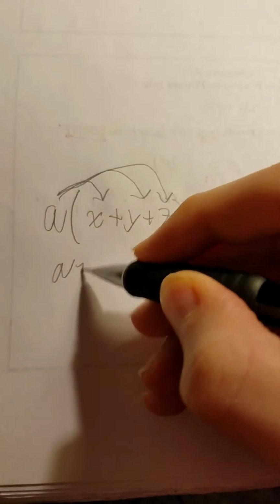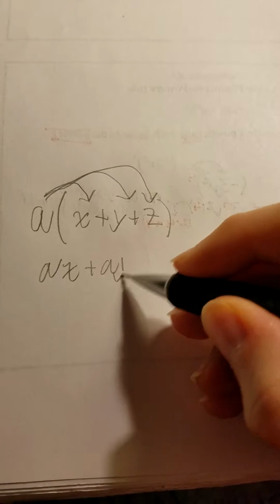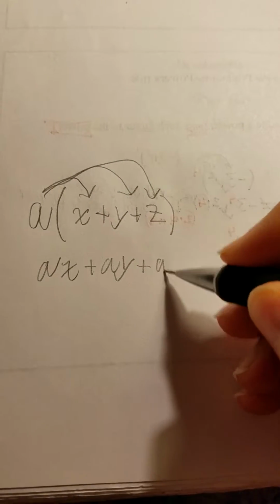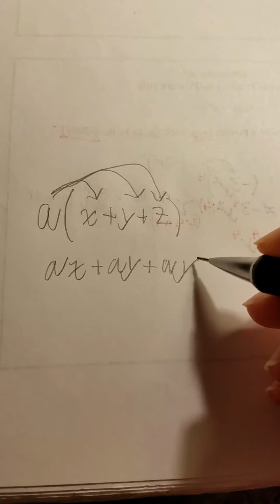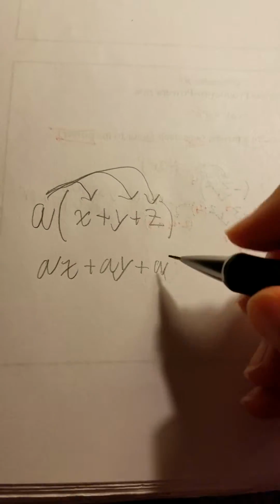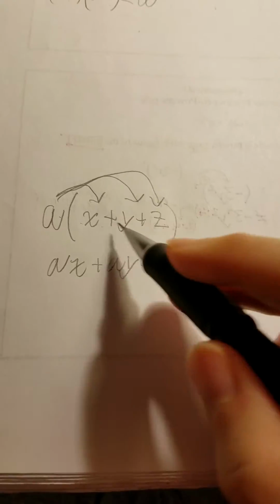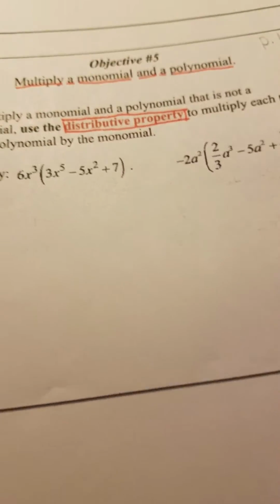So it would be ax plus ay plus az. You see that you distribute it to each of these.